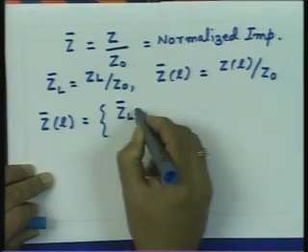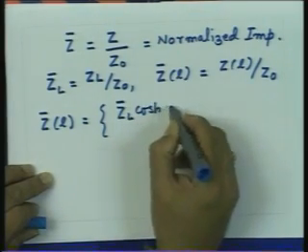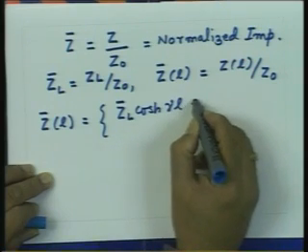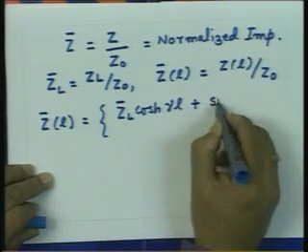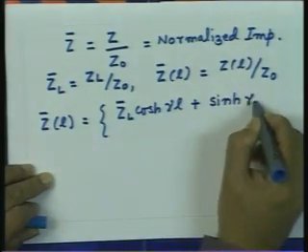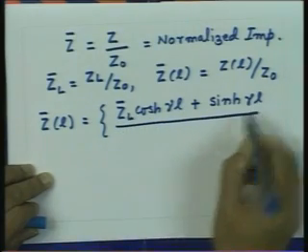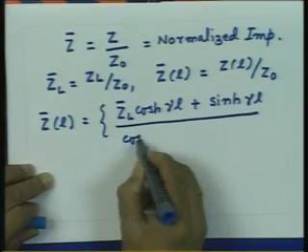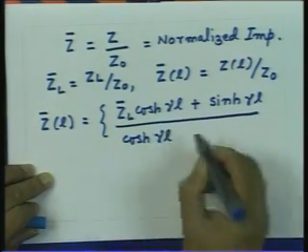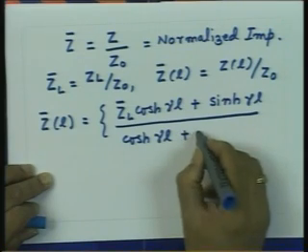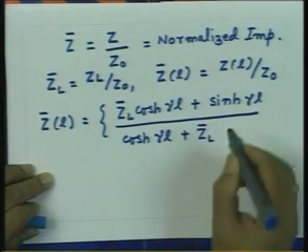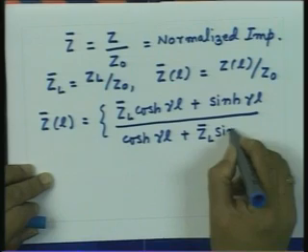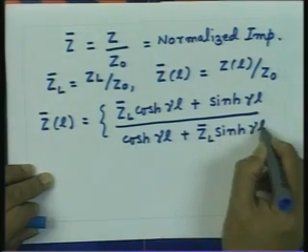ZL normalized cos hyperbolic gamma L plus sin hyperbolic gamma L divided by cos hyperbolic gamma L plus ZL normalized sin hyperbolic gamma L.